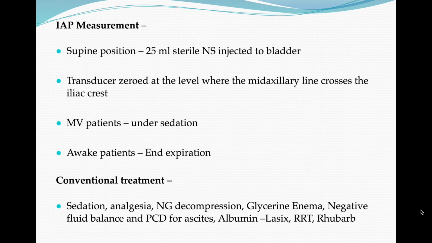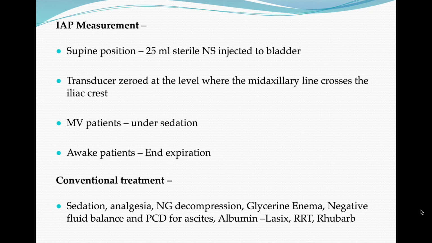So coming to IAP measurement, the process was generally done in supine position. 25 ml of sterile NS was injected into the bladder. Now the transducer was zeroed at the level where the mid-axillary line crosses the iliac crest. In mechanically ventilated patients, it was done under sedation, and in awake patients, it was done at end expiration, so that there is no contractility of the abdominal muscles, so that it doesn't affect your IAP measurement.